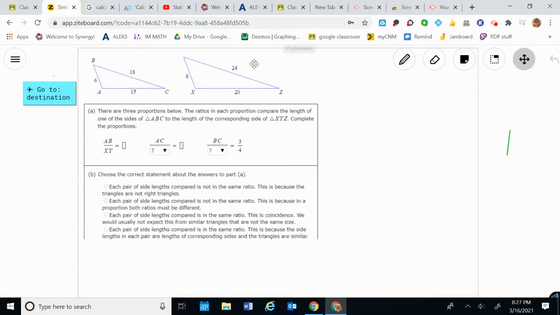All right, you guys. This is the third installment of similarity, and these problems look worse than they are. There's a lot of writing to them, but they're not as hard as they seem. What they want you to do is understand which sides are proportional to which sides.